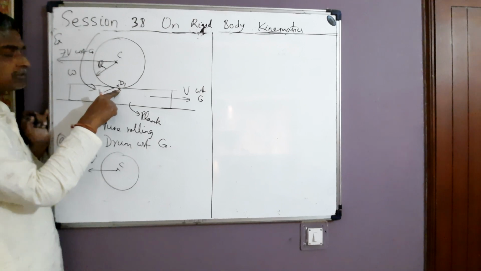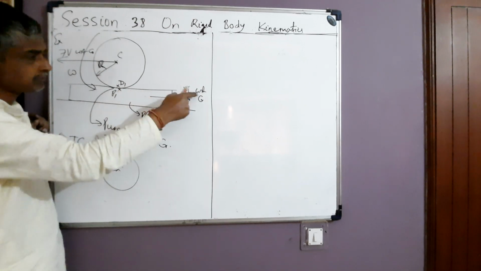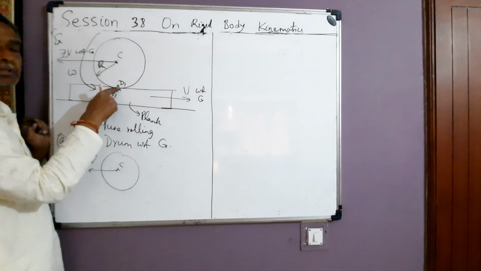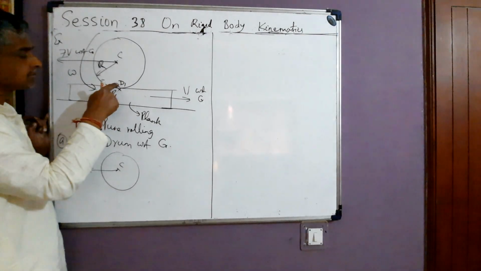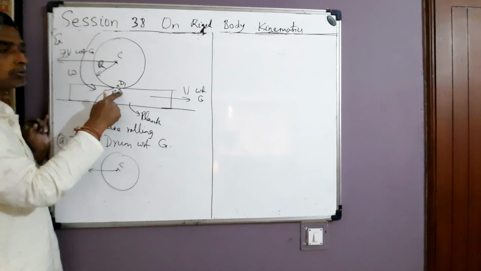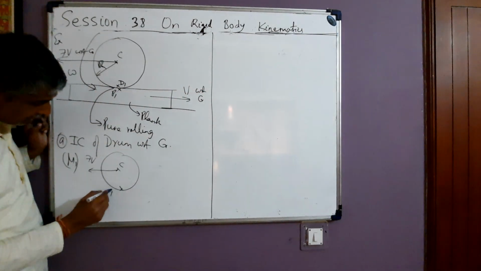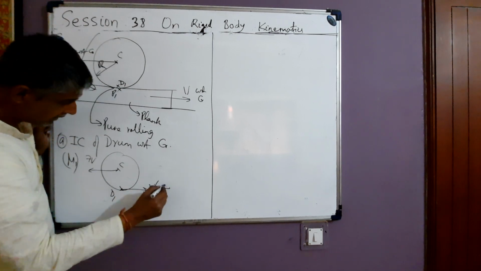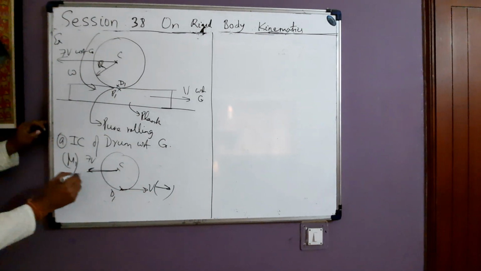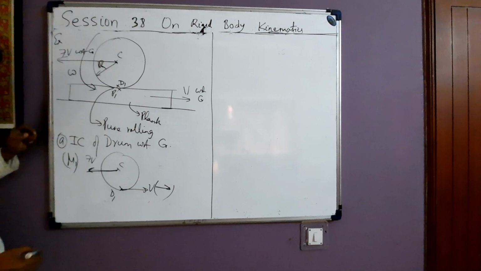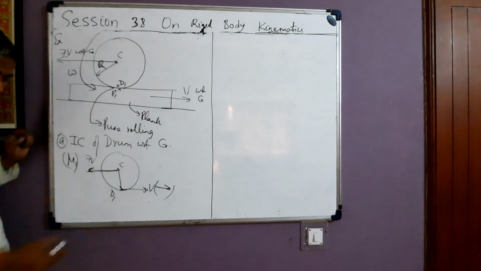P1 is the material point of translating plank, so velocity of P1 is same as v rightward. Here pure rolling takes place. So velocity of D1 with respect to ground is same as velocity of P1 with respect to ground, that is v rightward. So D1 also moves at a speed of v rightward and center C moves at a speed of 7v leftward. Okay. Now you draw this line joining C and D1.